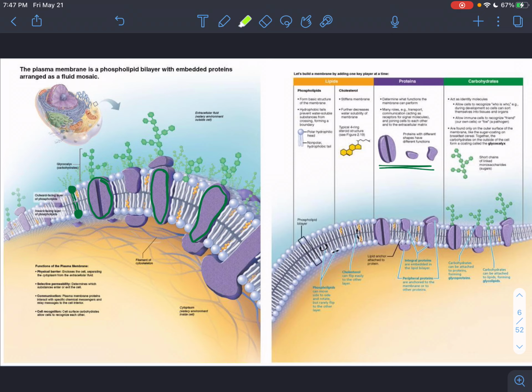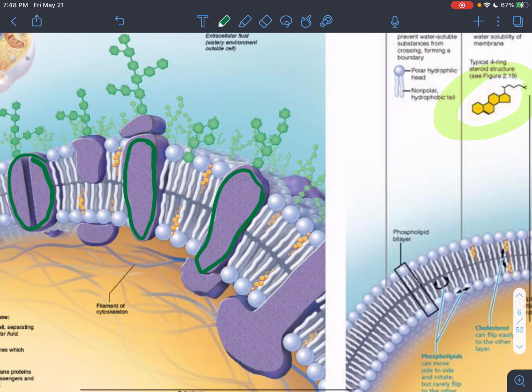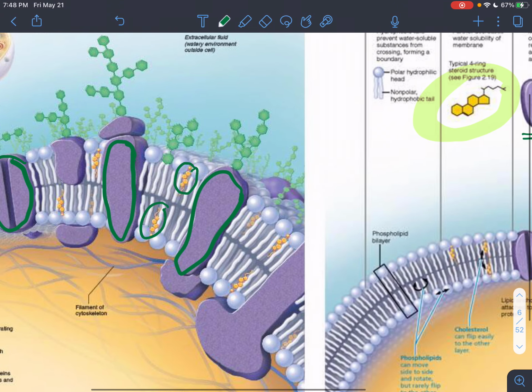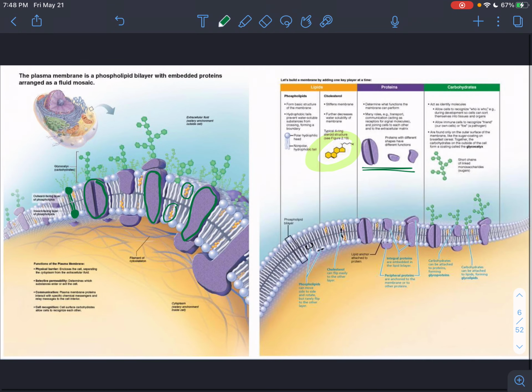We also have this cholesterol embedded. So you can kind of see these little yellow boys. Those are all cholesterol molecules. Those help stabilize the membrane, right? So I said before it's fluid. So those cholesterol molecules allow the membrane to become a little bit more solid, so it's not quite so fluid, okay, which is important. And then finally, carbohydrates.